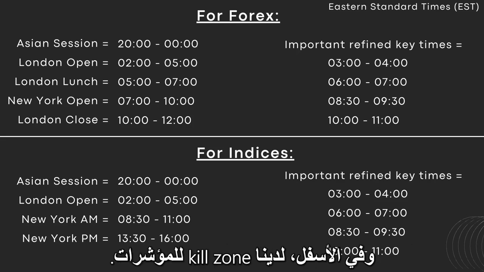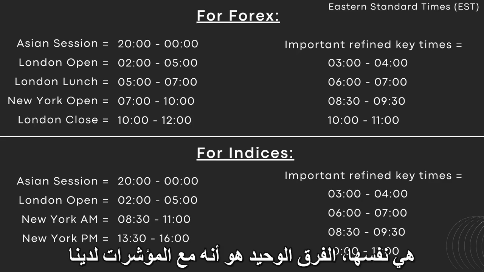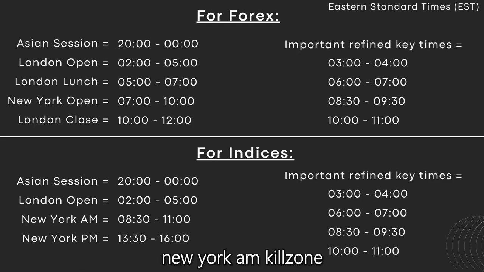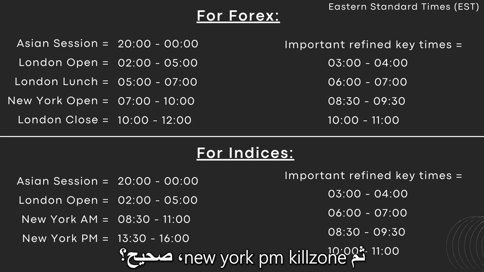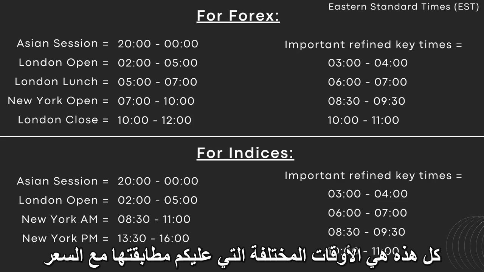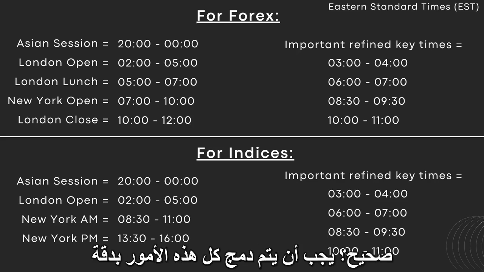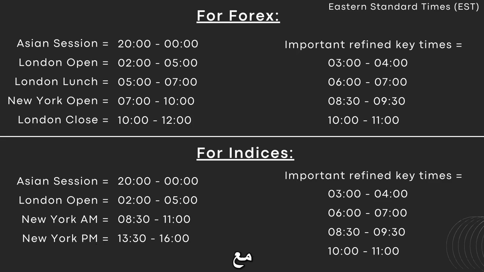And in the bottom, we've got the kill zone for indices. You can see the rest of the timings and characteristics are the same. The only difference is that with indices, we've got a New York AM kill zone and then the New York PM kill zone, and you can see the timing for that too. All of these are the different times that you have to match with price in order to make informed decisions. All of these must be accurately integrated with the rest of the concepts, and then that's how you will see how good it works.